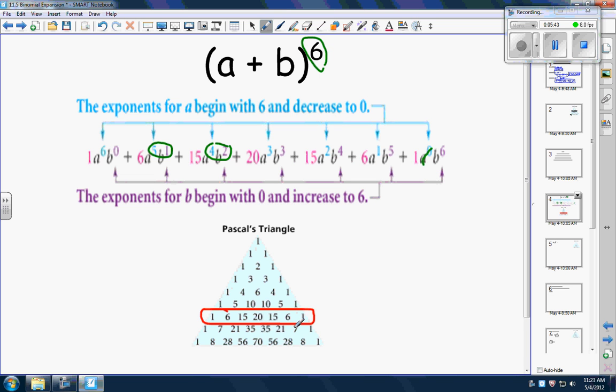So if I ask you to do a plus b to the 7th, you just go to the 7th row here. There's all your coefficients. A's would start at 7. They would count down to 0. B's would start at 0. They would count up to 7. And then make sure you have your plus signs separating them. Okay? Now, those are pretty easy if they stay at a plus b's or x plus y's.